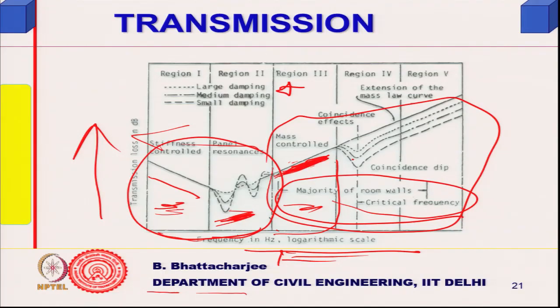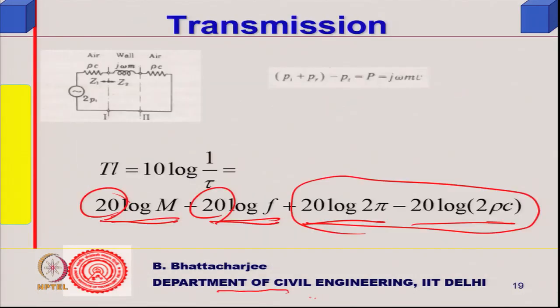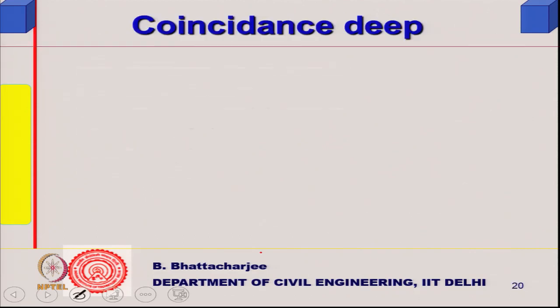But something else happens, that is called coincidence dip. It should have gone straight like this with frequency, 20 log f. If I plot it with respect to frequency, I should have got 20 log f, but something else happens. It is called coincidence dip.